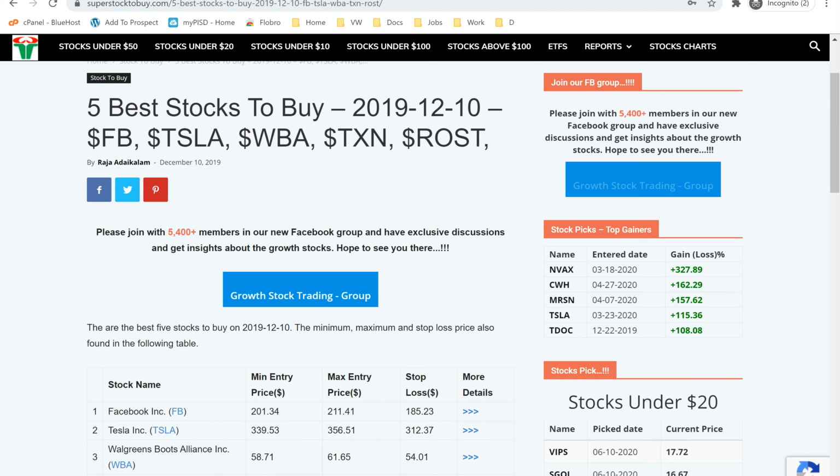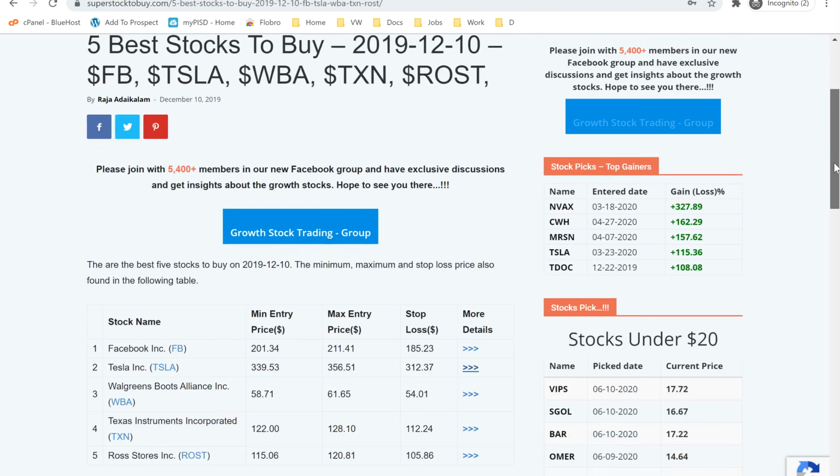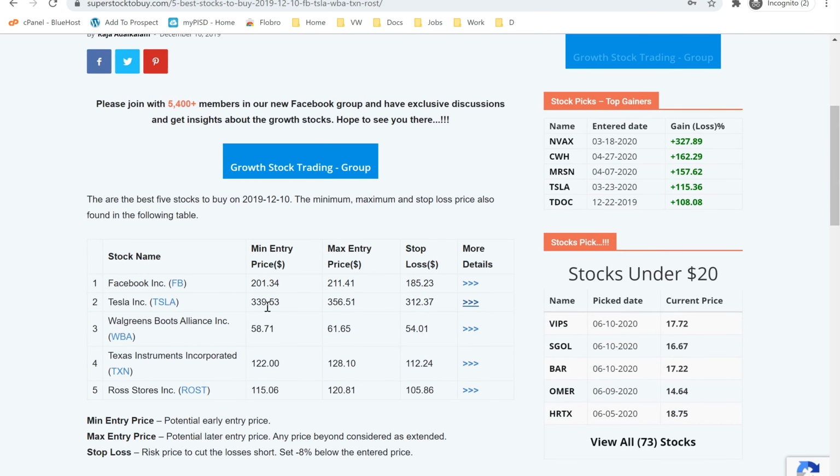Though the stock broke out at the end of October, it didn't give a proper entry point until December 10th. I think it gave an entry point right after the breakout, but it got shaken out so quickly, the stop loss got hit, and that position got exited. But it gave another entry point around December 12th, where you can see in this article posted on December 12th, the entry price was $339.53, and the maximum entry price is $356.51.